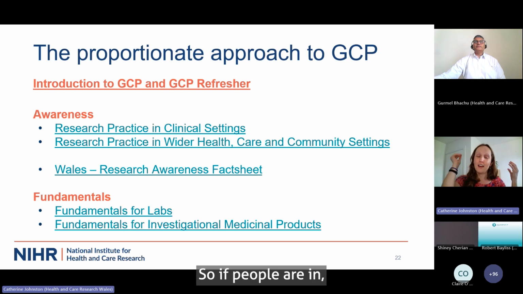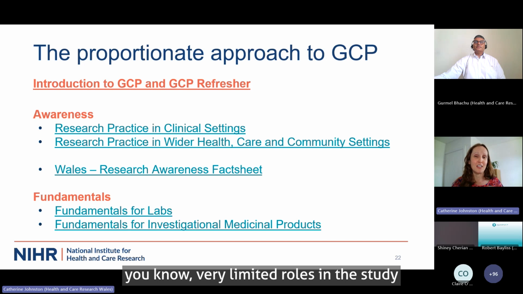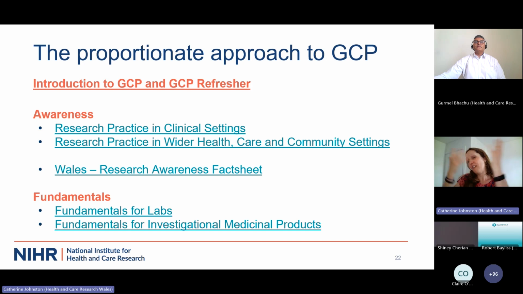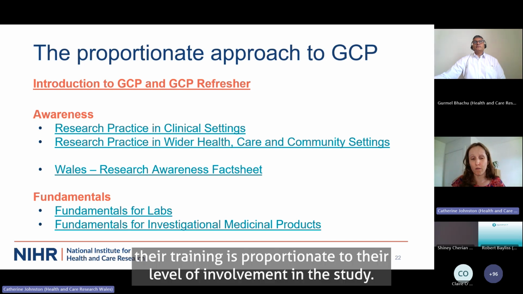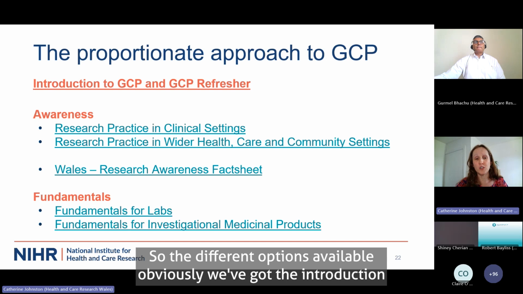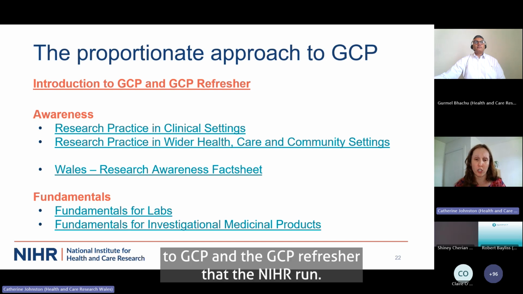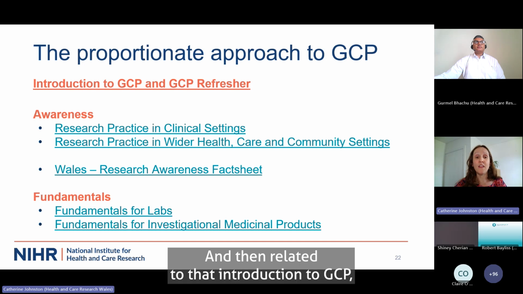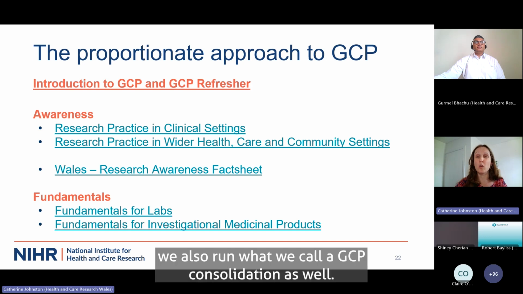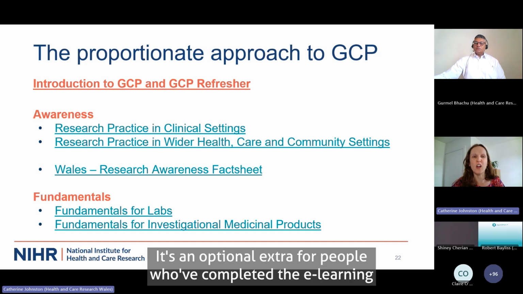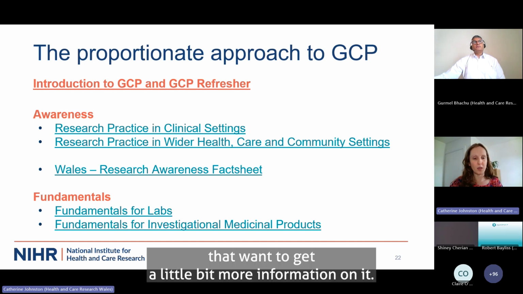So if people are in very limited roles in a study, then their training is proportionate to their level of involvement in the study. So the different options available. Obviously, we've got the introduction to GCP and the GCP refresher that the NIHR run, and then related to that introduction to GCP, we also run what we call a GCP consolidation as well. It's an optional extra for people who've completed the e-learning that want to get a little bit more information on it.